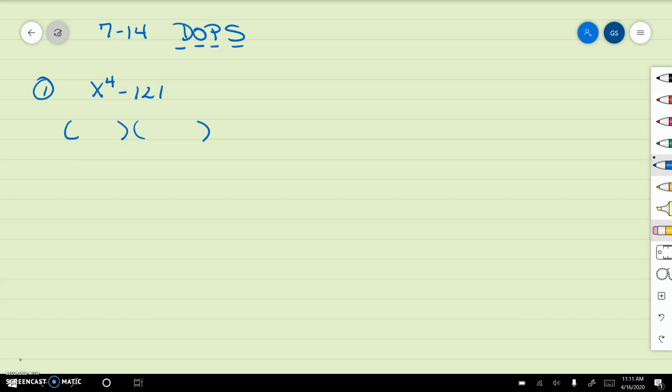And let's just write our perfect squares. So 1 times 1 is 1, 2 times 2 is 4, 3 times 3 is 9, 4 times 4 is 16, 5 times 5 is 25, 6 times 6 is 36, 7 times 7 is 49, 8 times 8 is 64, 9 times 9 is 81, 10 times 10 is 100, 11 times 11 is 121, 12 times 12 is 144, and 13 times 13 is 169.